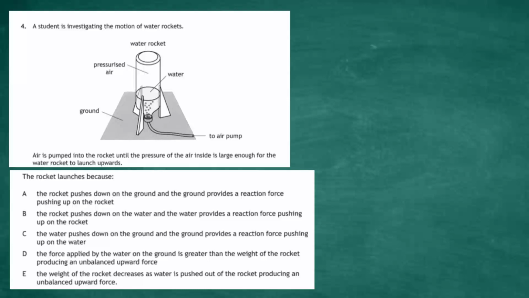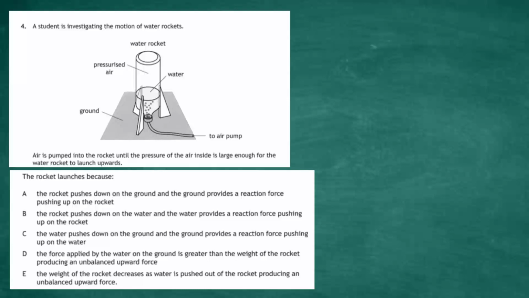Question 4 from Section 1 of the 2022 National 5 Physics exam from the SQA. A student is investigating the motion of a water rocket. There's the ground, there's an air pump, there's water, and you pump the air into the vessel, the bottle. The pressure builds up and it pushes out the water, and the bottle launches into the air.